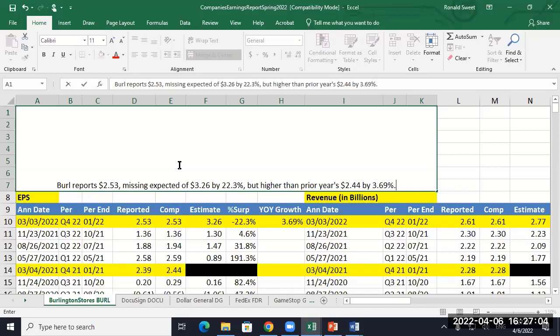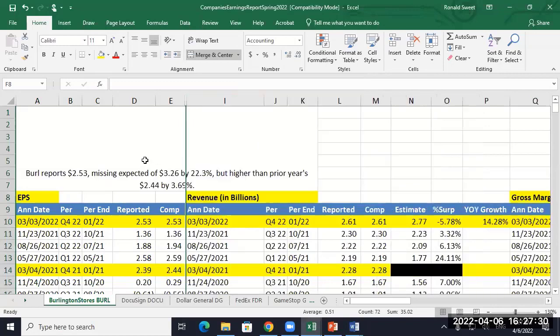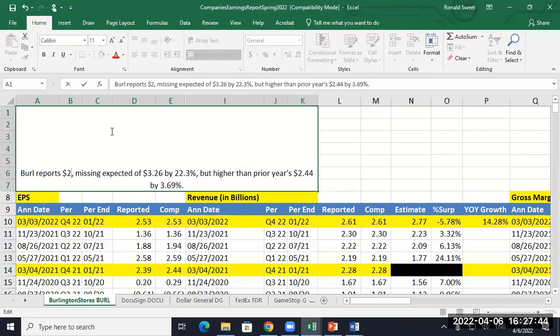Could you do the same thing with revenue? It'd be really easy, wouldn't it? You just substitute the revenue numbers. Real simple. Make sure if it's in billions, you have the word billions in there. Okay, so revenues is in billions, so make sure you have it in billions. So if you look at revenues, anybody want to try it? Early reports, what? $2.61.